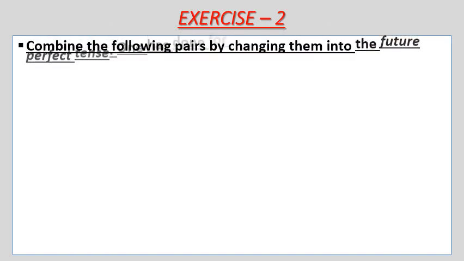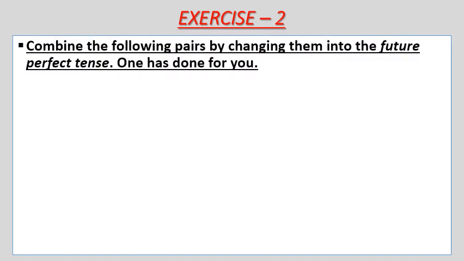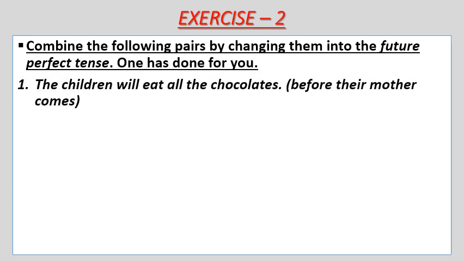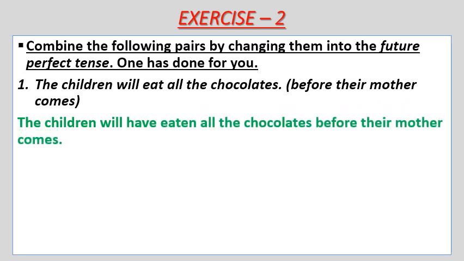Exercise number 2. Combine the following pairs by changing them into the future perfect tense. One has done for you. Number 1. The children will eat all the chocolates before their mother comes. The answer of this is: the children will have eaten all the chocolate before their mother comes.